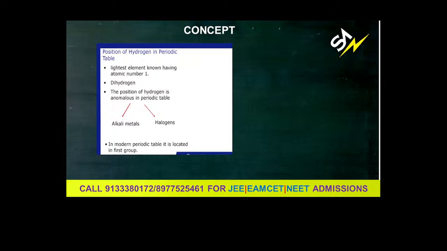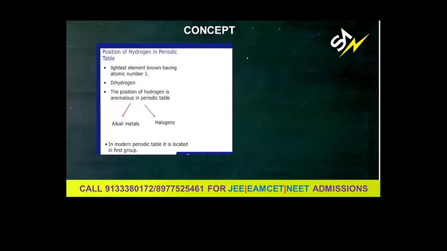After seeing the position of hydrogen, now we check the similarities of hydrogen with alkali metals and the similarities with halogens. First see the similarities with alkali metals. First we see the alkali metals.